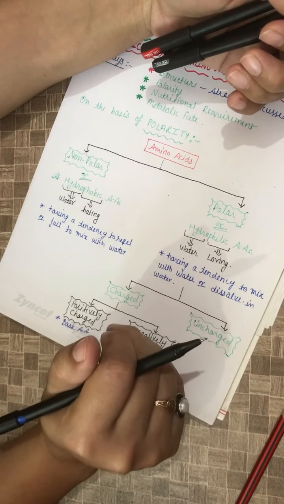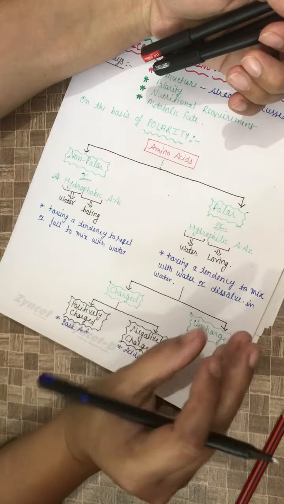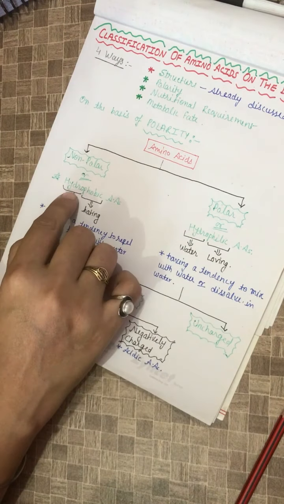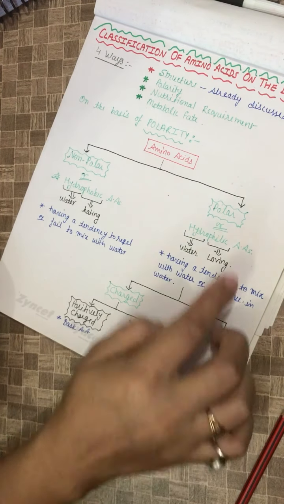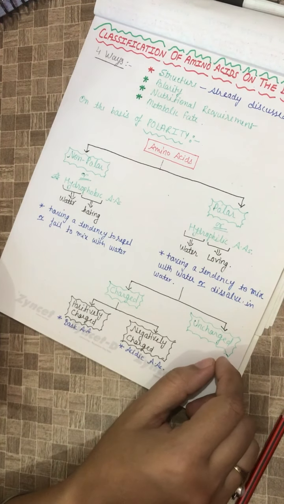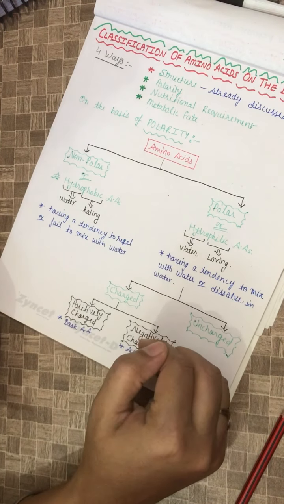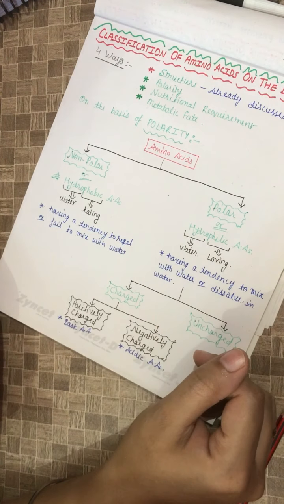So likewise, we have four major categories of amino acids on the basis of polarity. One is hydrophobic or non-polar amino acids, second is uncharged polar amino acids, third is positively charged polar amino acids, and fourth is negatively charged polar amino acids.